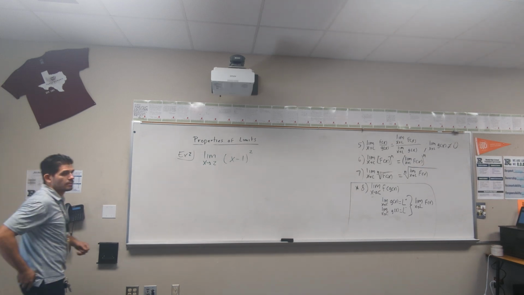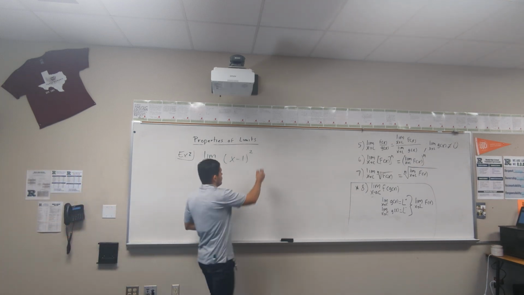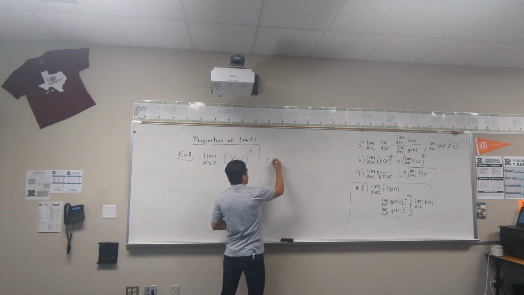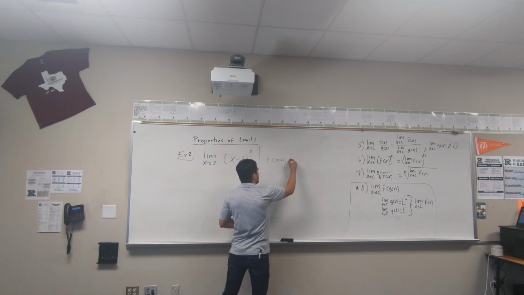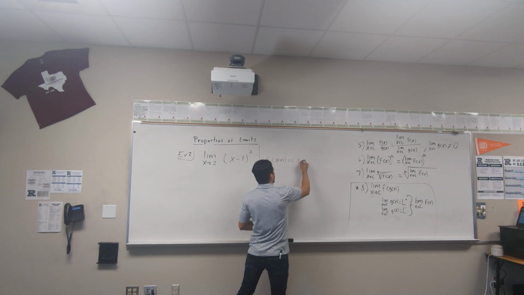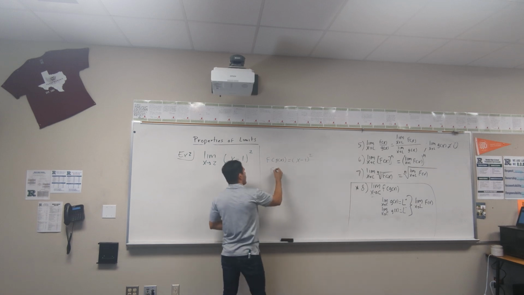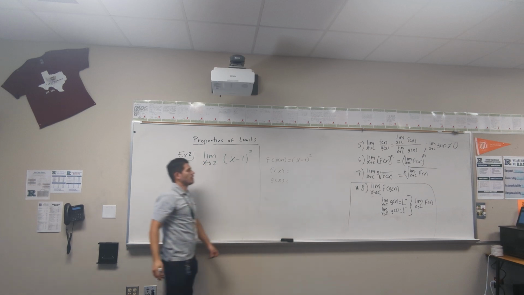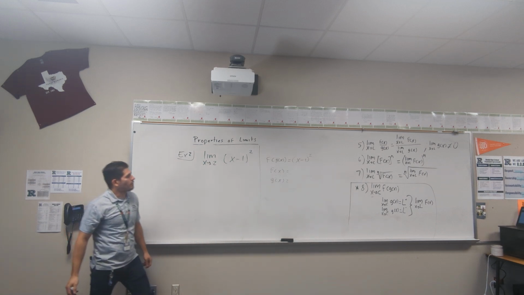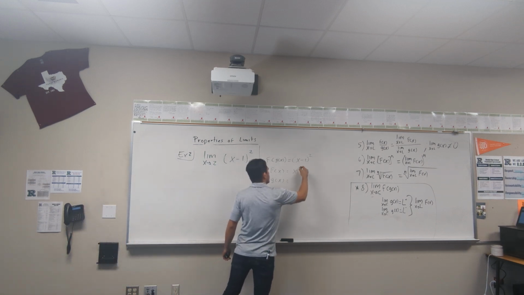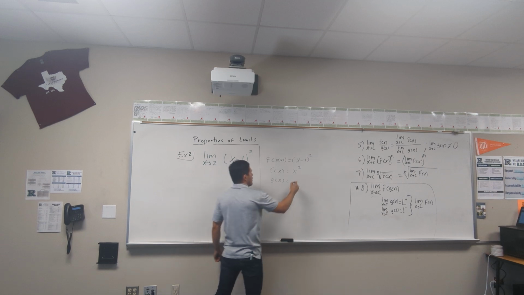Yes. If you were going to write it in the form of f of g, can you tell me what f is, and can you tell me what g is? f of x would be what? x squared. And g of x would be x minus 1.